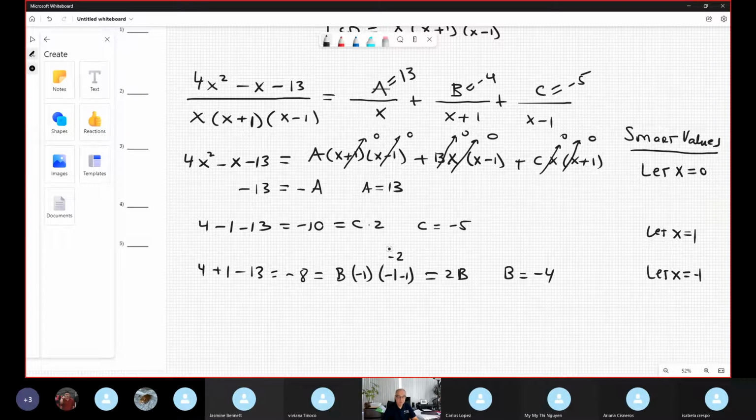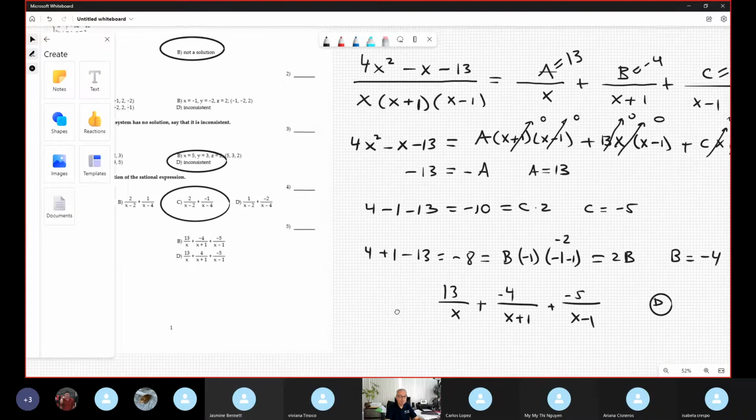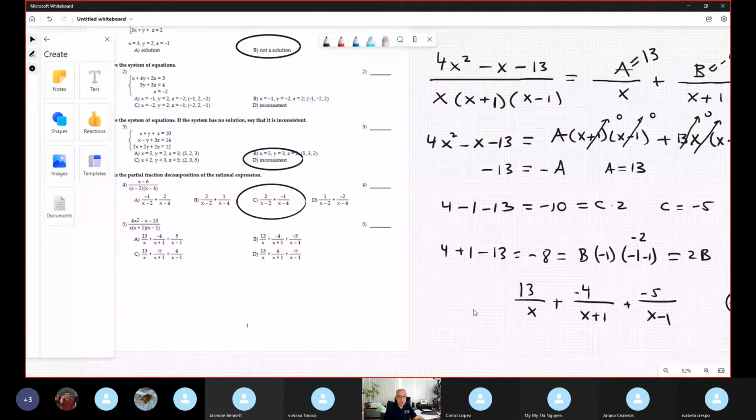The answer is 13 over x minus 4 over x plus 1. It doesn't matter if you put a negative here or here, either way. And negative 5 over x minus 1. Okay, corresponding with the option D in the handout. You see option D.